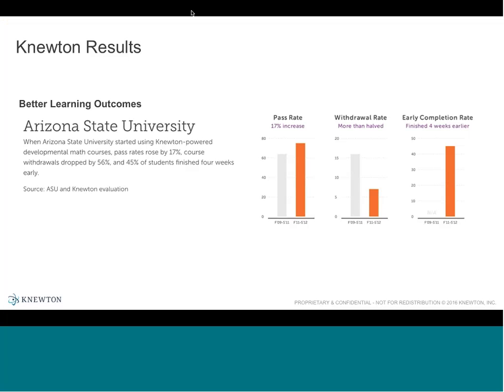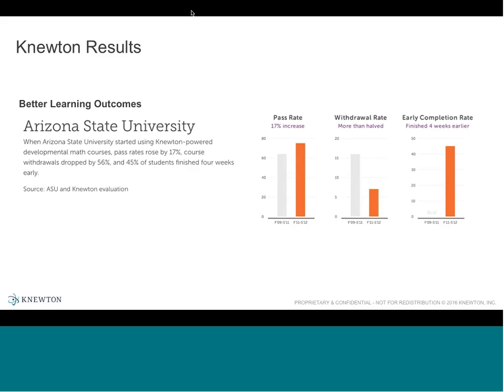Although these core solutions are new for the market, Knewton's adaptive technology is a trusted platform. Late in 2011 or early 2012, we built a math readiness course on our Knewton platform for Arizona State University. And the problem that ASU was trying to solve was that students were admitted for college-level math, but were not ready, and instead of sending them away, we built a developmental math course.